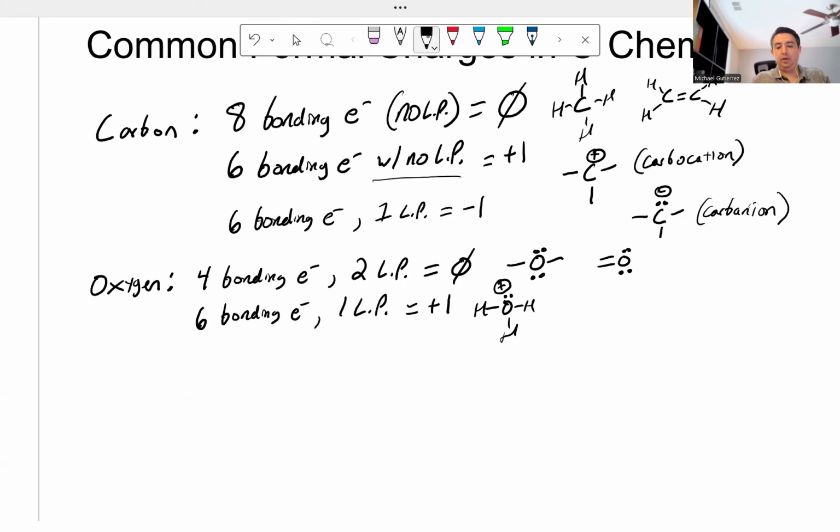Now, as a side note, I like to put circles around my charges. That's not a convention, and it's not something you have to do. I like to put circles around them so that it delineates them from the rest of the structure. But again, a common way you'll see oxygen like that in OChem is with an extra bond like this. Again, 6 bonding electrons around it and 1 lone pair.